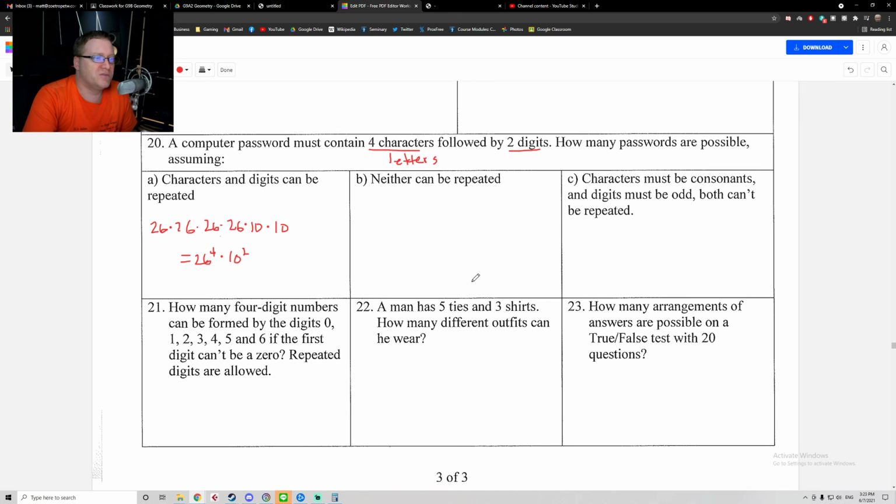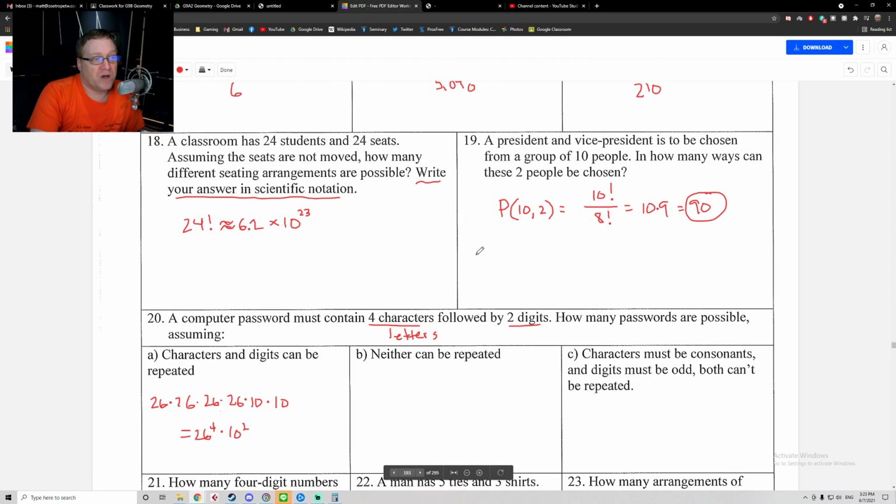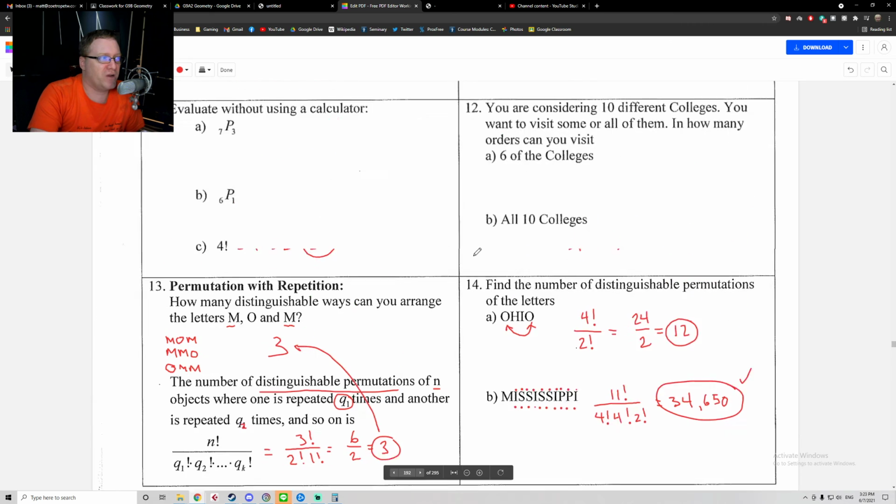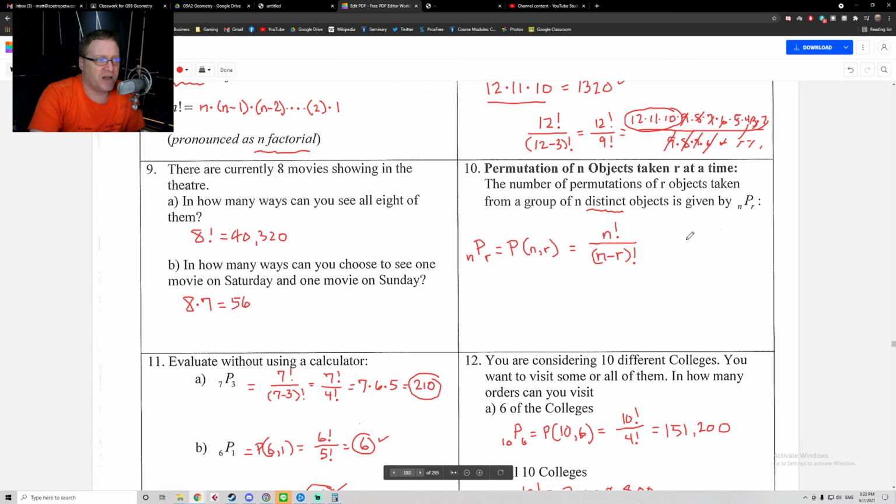So I don't want to really spend any more time doing these. This video is already almost 35 minutes long. So I will give you guys a homework assignment. The most important thing that we learned today are these two formulas. This formula is very, very important. When we take our objects from n and we arrange them in different orders, this is how we calculate how many different ways we can do that.